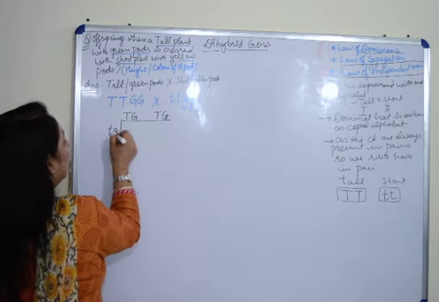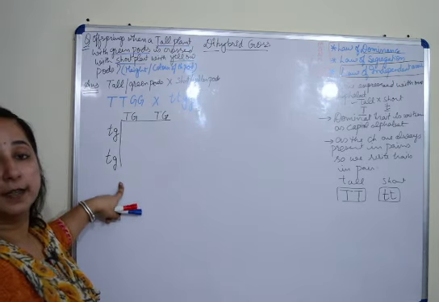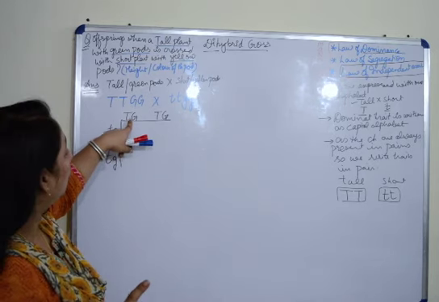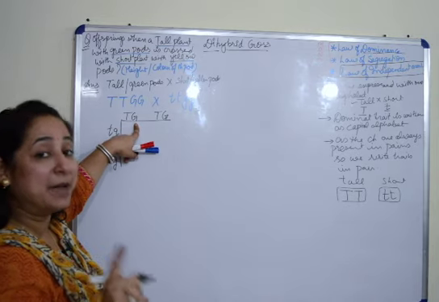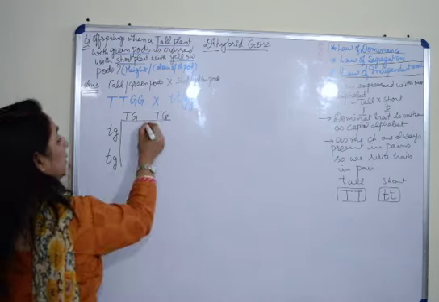Hum ye nahi bol rahe, kai bache yahan galti karte hain. Yahan pe T likh denge, yahan G likh denge. Please remember we are talking about both the characters. हम बोल रहे हैं प्लांट टॉल भी है और ग्रीन पॉड्स भी हैं. सो हमें दोनों ही गैमेट्स में दोनों ही ट्रेट्स आएंगे. Fine, both the traits will be written.